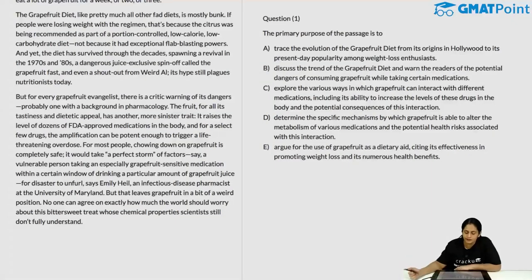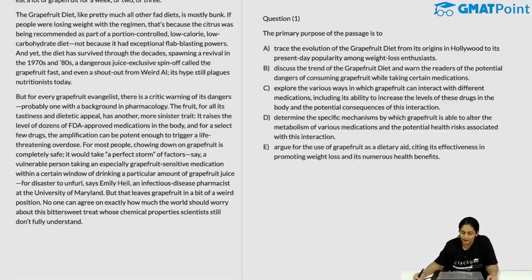The primary purpose of the passage is to tell you about the diet, what the diet is, tell you that it is a debunked diet, and also highlight a potential grave concern regarding the diet as such. So now let us take a look at the options.